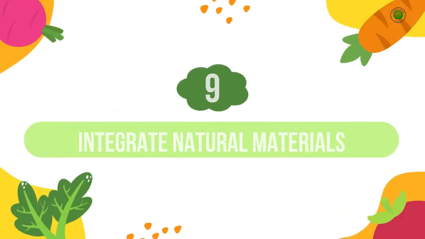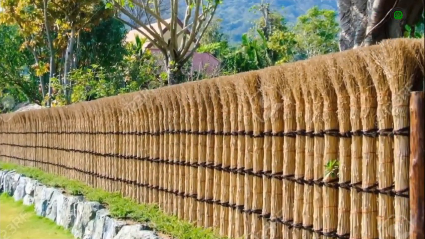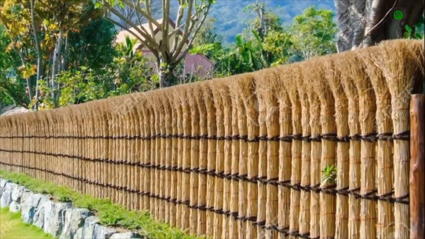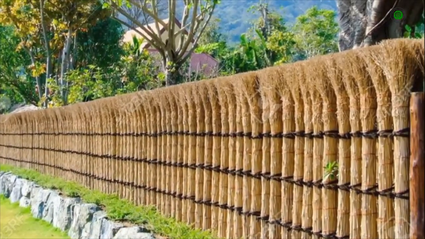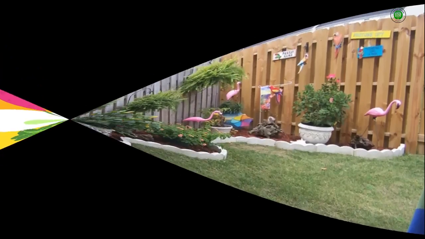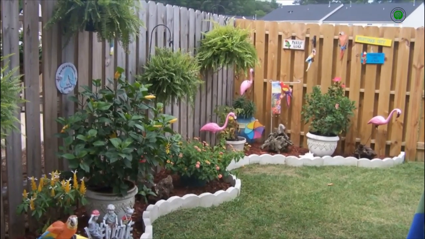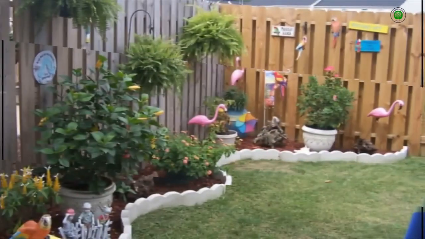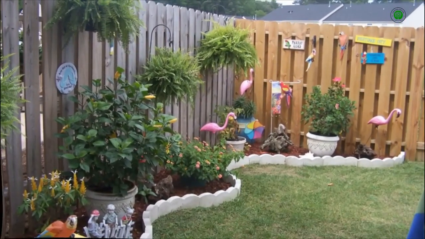Ninth, integrate natural materials. Incorporate natural elements like driftwood, woven branches, or stone accents along the base of the fence to create a more organic and textured look. Tenth, create a themed display. Design a specific theme for your fence decoration, such as a cottage garden style with overflowing flowers or a more minimalist approach with geometric planters and sculptural elements.